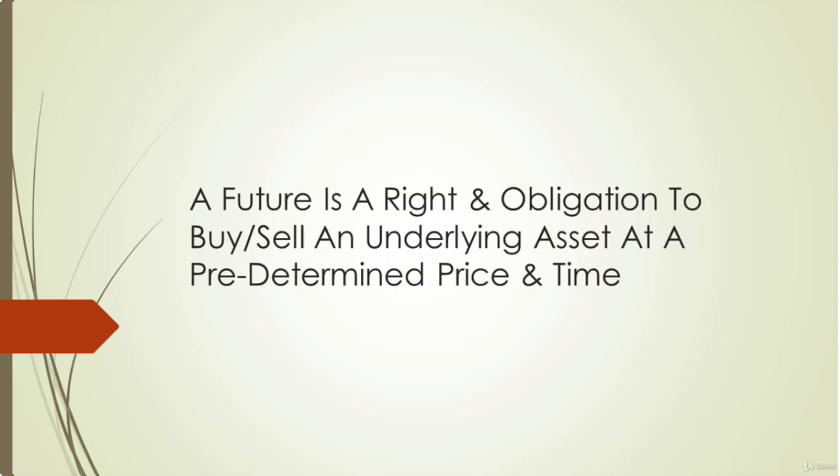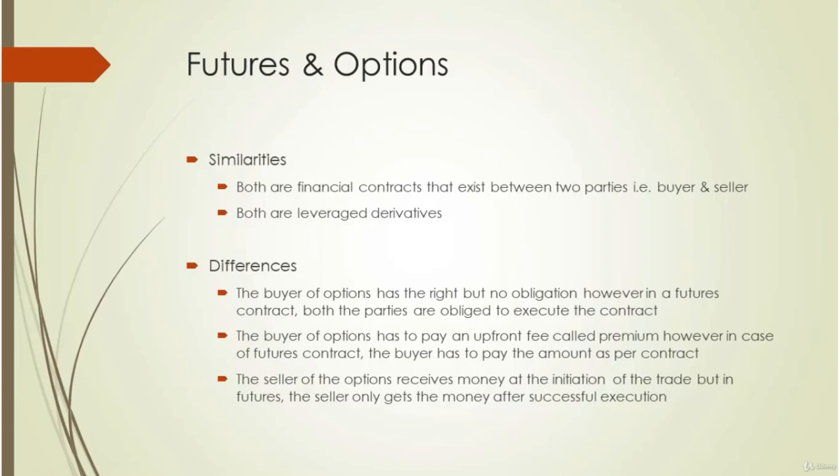A future is a right and obligation to buy or sell an underlying asset at a predetermined price and time. And an option is a right without an obligation to buy or sell an underlying asset. Both futures and options are products that derive their values from the value of the underlying asset. They both are financial contracts between two parties, the buyer and the seller, and both are leverage derivatives.